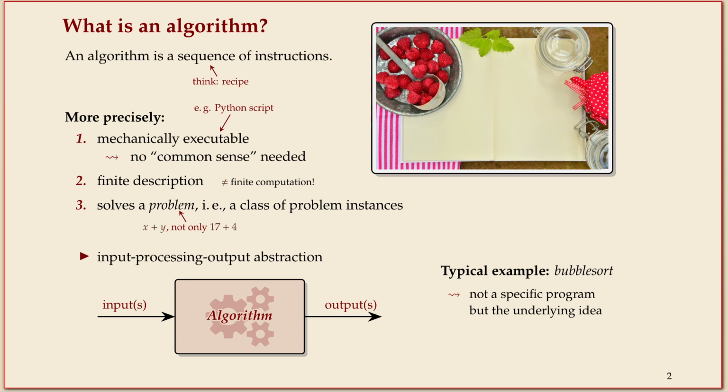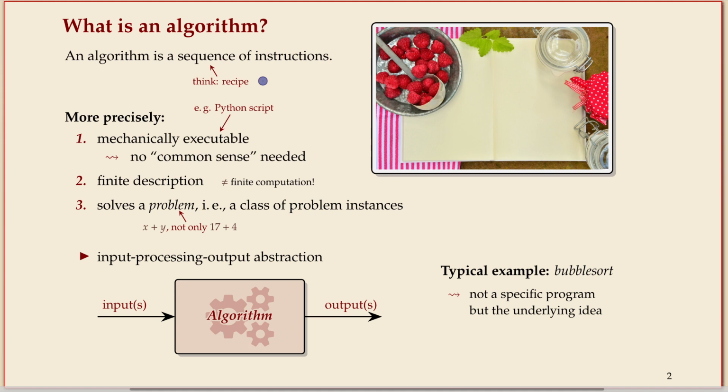So this module is about algorithms, so we should have a little conversation what an algorithm is. What I'll give you is a definition that still has some vagueness in it. So for us, an algorithm is basically a sequence of instructions, and you can say the metaphor is a cooking recipe. So it should tell you at each point in time what to do.